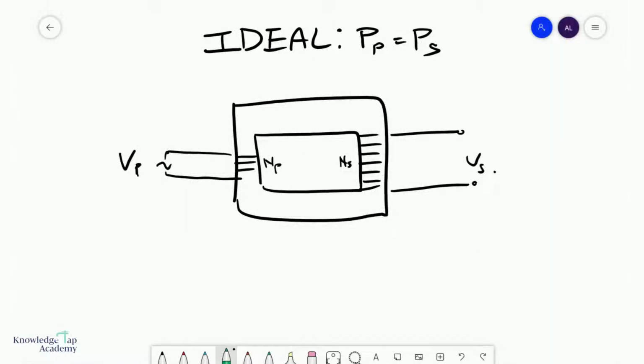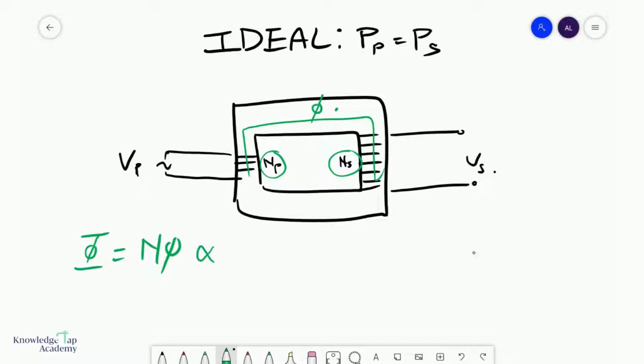Now, as we've mentioned, the flux is conserved in an iron core like this, or at least in an ideal transformer, we say that the flux is definitely conserved. And so we know that multiplying the flux by the number of turns on each side, Np or Ns, gives you something called the flux linkage, which we know is N phi, and we know that this flux linkage is directly proportional to the amount of EMF that you can induce, or at least the rate of change of this flux linkage is directly proportional to the EMF induced.